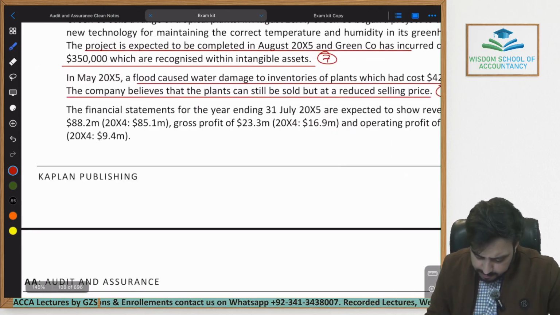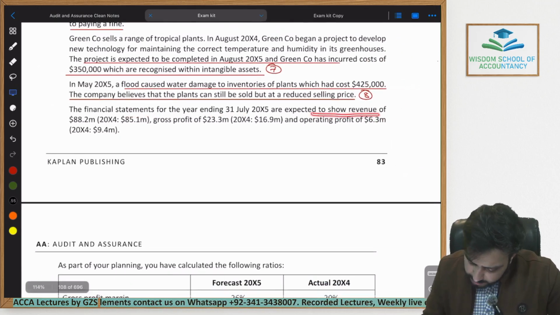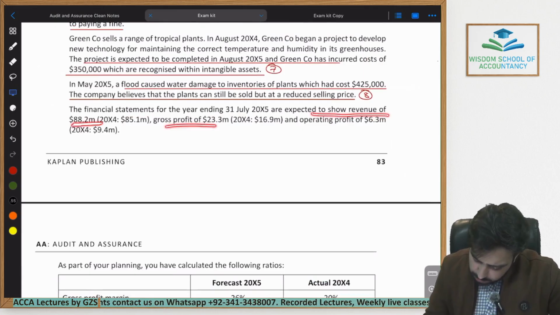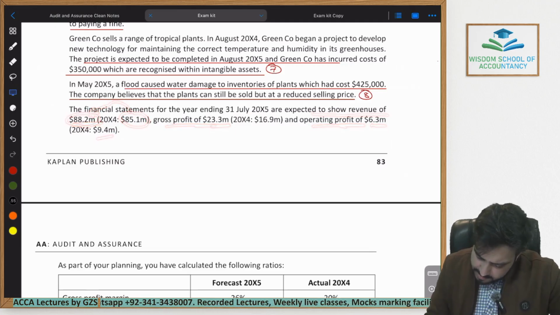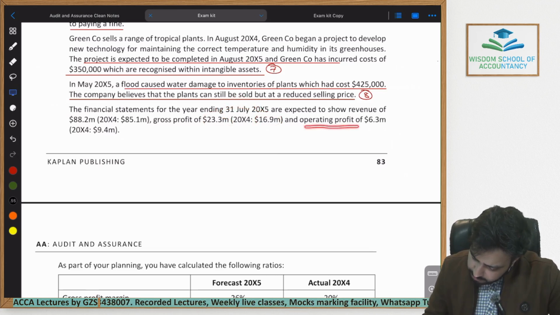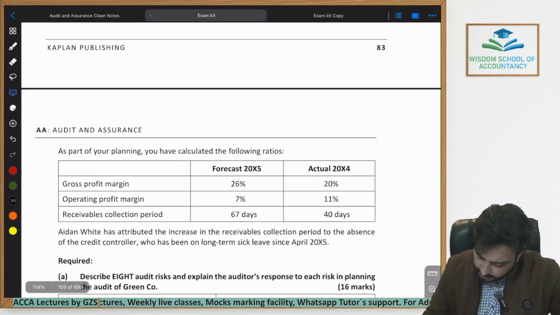The financial statements for the year ending 31st of July 2015 are expected to show a revenue of this much, gross profit of this much, and operating profit of this much. So I can see the previous year revenue was 85.1 million. This year it is 82.2 million. Previous year gross profit was 16.9 million. This year the gross profit is 23.3 million. Previous year the operating profit was 9.4 million. This year the operating profit is 6.3 million. Clearly all the calculations have been given to me.